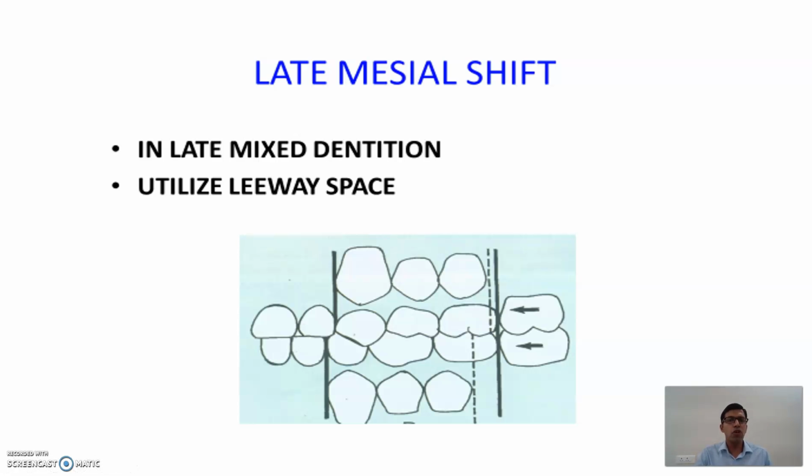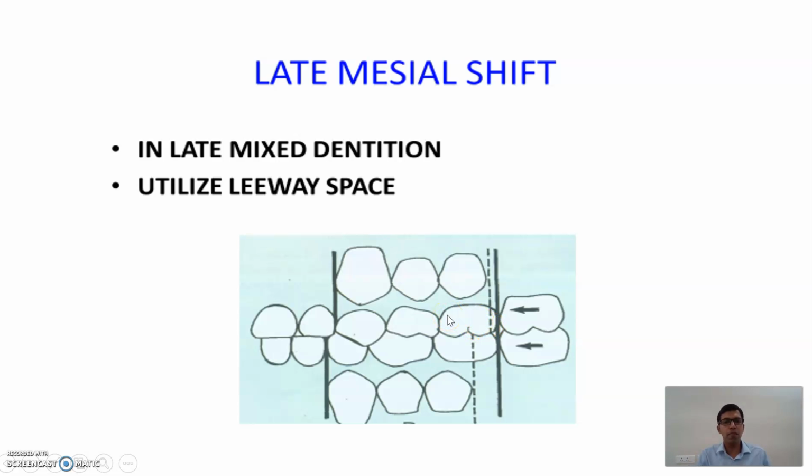The next event which occurs is the late mesial shift. It occurs in the late mixed dentition period. It utilizes the leeway space. Leeway space is the difference in the mesiodistal width of the erupting permanent canine, first and second premolars, and the erupted deciduous canine, deciduous first and second molars.